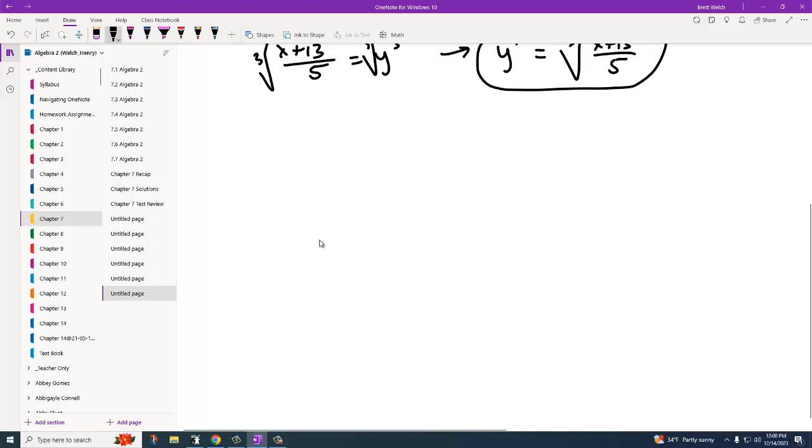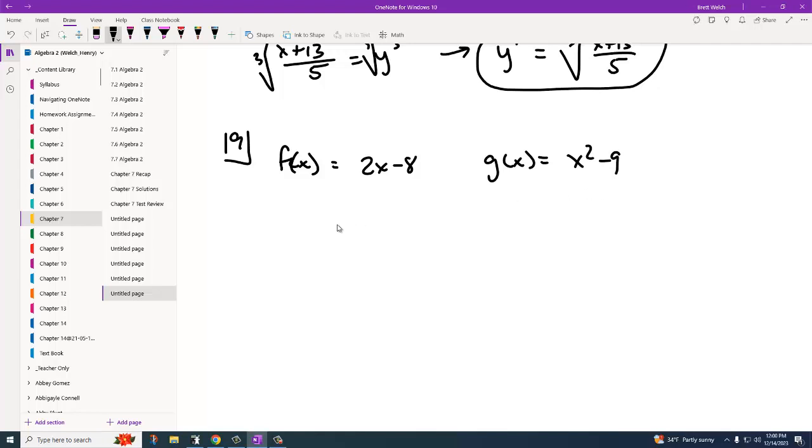Number 19 is going to be about function notation. So we've got an f of x that's equal to 2x minus 8 and a g of x that's equal to x squared minus 9. And I'm asking you to find f of g of 3. The way this works, 3 is going to go into equation g. So I'm going to take this equation. I'm going to find g of 3 by plugging 3 in for the x value.